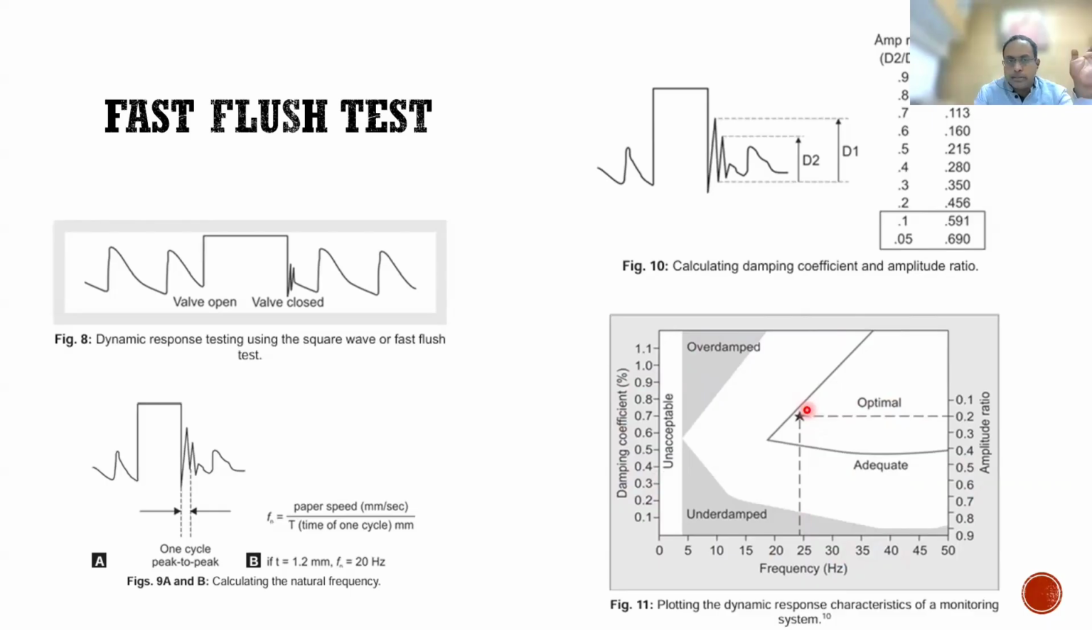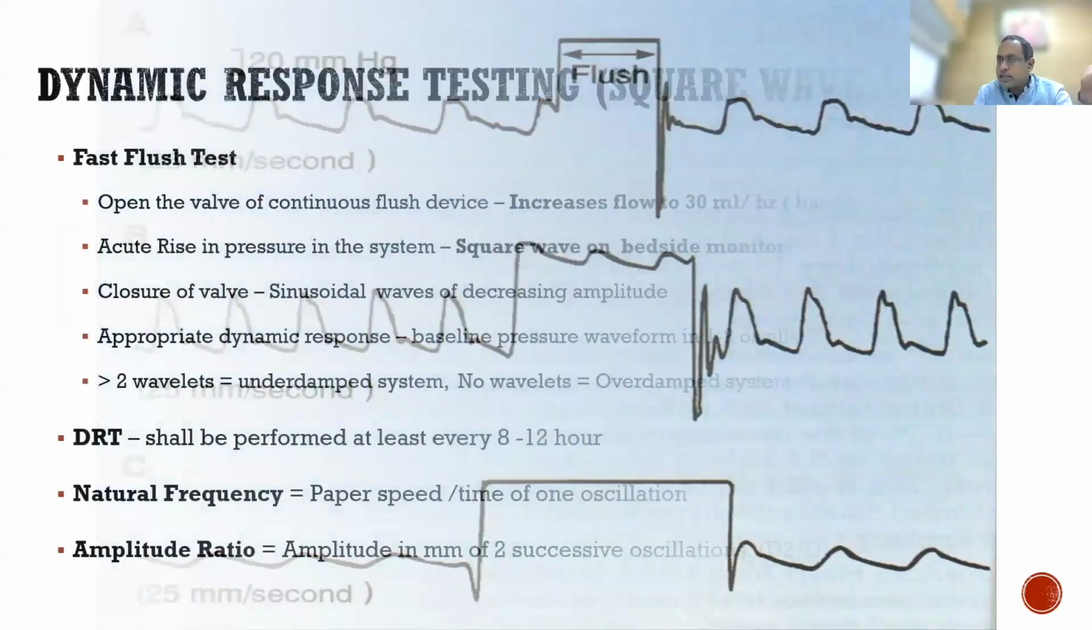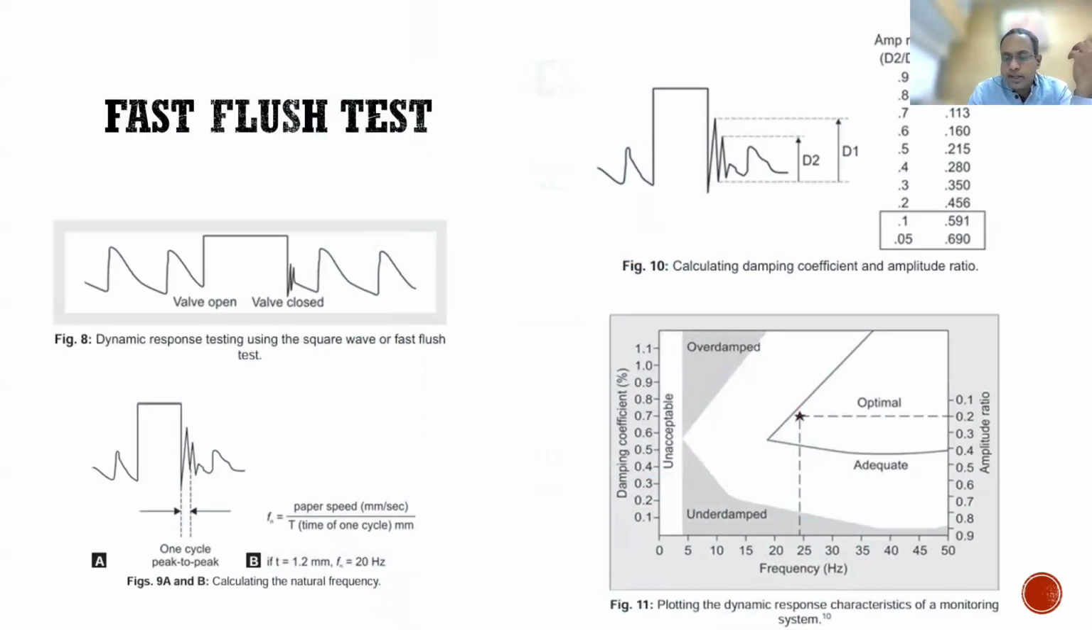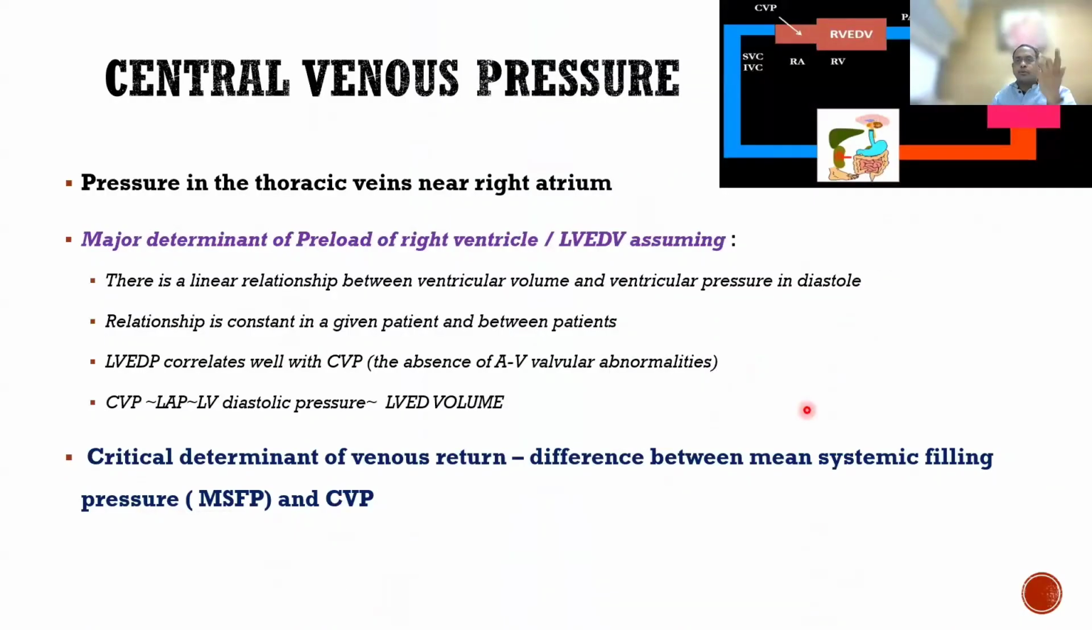But in simple day-to-day practice, this is all not done. We just do a fast flush test, and we can see how many wavelets are coming. So if there are no wavelets, the system is overdamped, and if there are more than two wavelets, the system is underdamped.